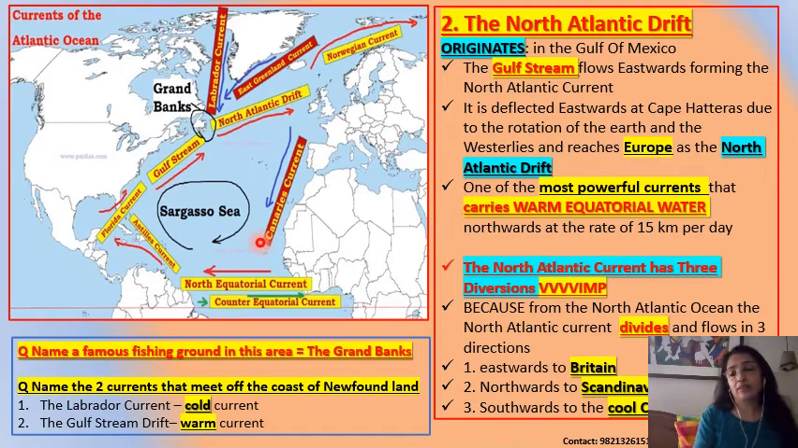This question comes in the exam almost every year. Into what 3 diversions does the North Atlantic drift divide? You should be able to think in the map. It is flowing this way, as the Gulf Stream becomes the North Atlantic Drift. It moves eastward. Direction is important. Eastwards towards Britain. Northwards towards the Scandinavian countries, called Scandinavia. And southwards toward the Canary Islands, called the Canaries Drift.